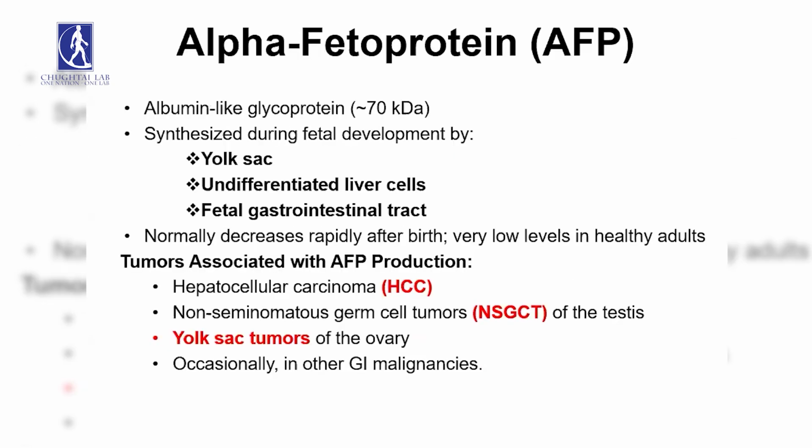If we talk about alpha-fetoprotein, it is an albumin-like glycoprotein synthesized during fetal development by the yolk sac, undifferentiated liver cells, and the fetal gastrointestinal tract. It normally decreases rapidly after birth, with very low levels in healthy adults. Tumors associated with alpha-fetoprotein production are hepatocellular carcinoma, non-seminomatous germ cell tumor of the testes, and yolk sac tumor of the ovary, and occasionally other GI malignancies.